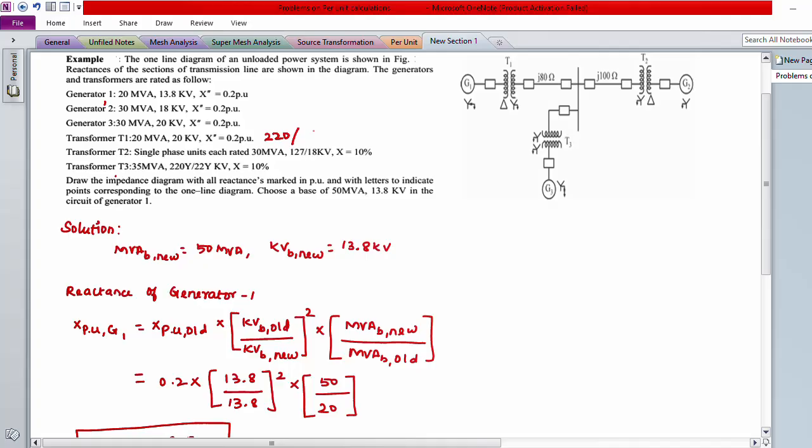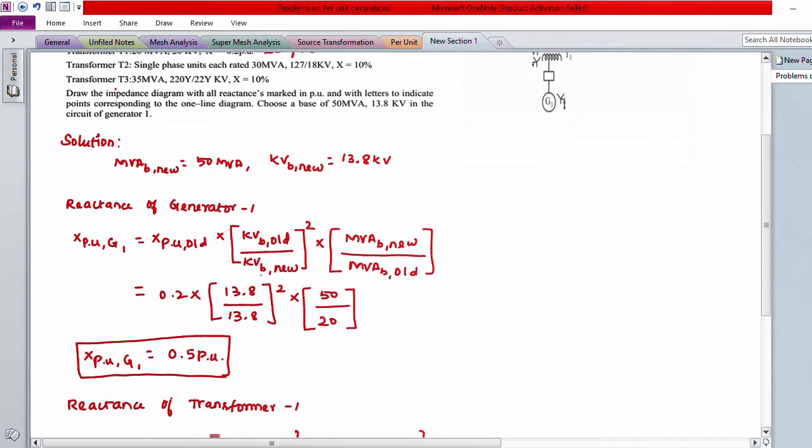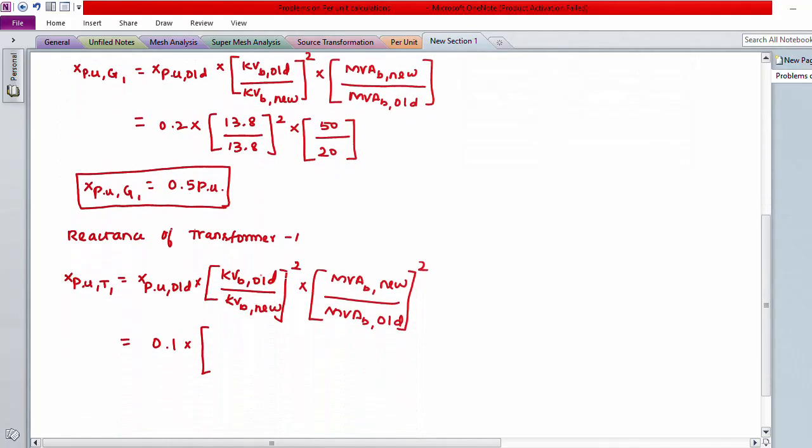220 or 13.8 kV. That is the voltage level for the transformer. Here they have mentioned only one voltage. We have to mention it as 220 by 13.8 kV. So for this, the low voltage side of the transformer, the voltage is 13.8 kV. So here we are taking the low voltage side as a reference.